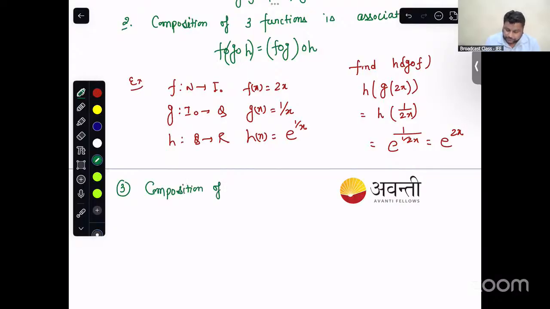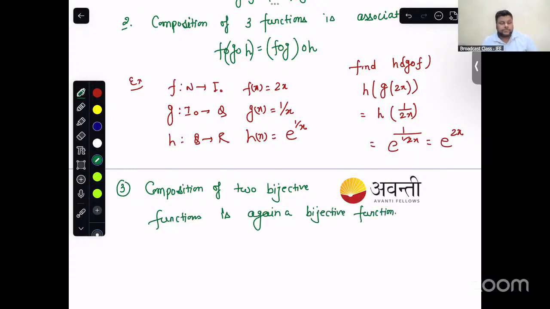Composition of two bijective functions is again a bijective function. Composition of two bijective functions is again a bijective function. Got it?